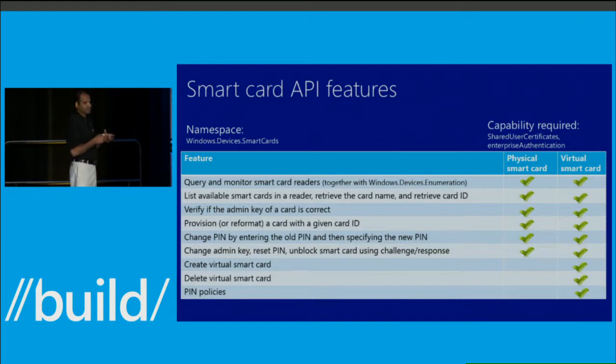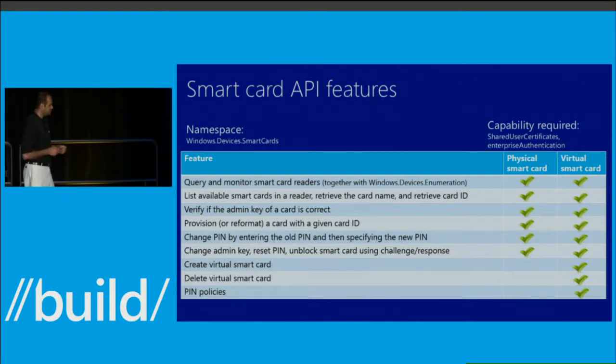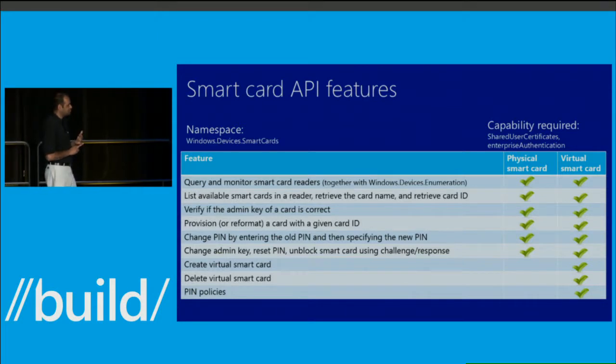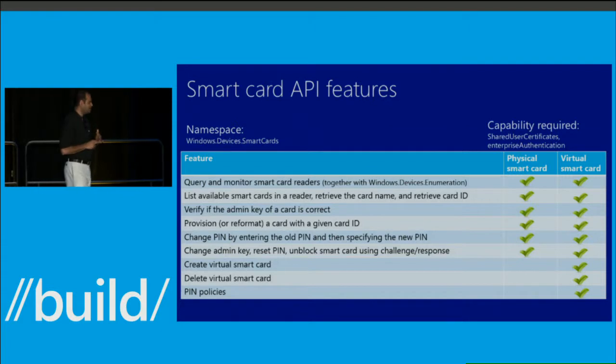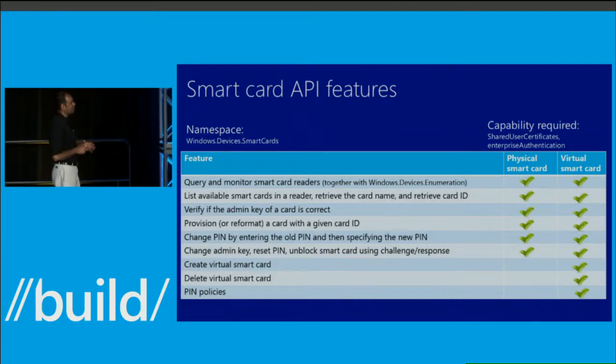So through the WinRT APIs, you have to use challenge response or the admin key. The last three aspects are only applicable to virtual smart cards. So you can create a virtual smart card on a PC using a WinRT API. You can delete a virtual smart card, and then you can specify PIN policies, and those only apply to virtual smart cards. We don't support PIN policy construct on physical smart cards because they have to be enforced by the card itself and not by the OS.